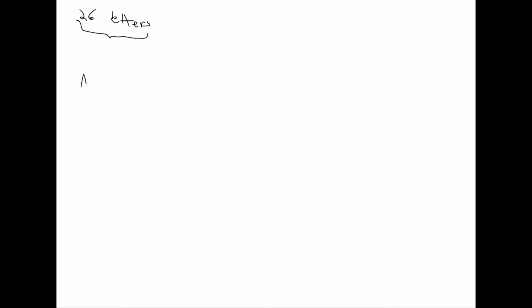So A, B, C, D, E, F, G, H, I, J, K, L, M, N, O, P, and so on, all the way to Z, in the regular alphabet's order. That's considered one permutation. That's one way to organize it. Now, maybe it can be reordered, right? So maybe you could do B, then A, then all the way to Z. That would be another permutation, right?